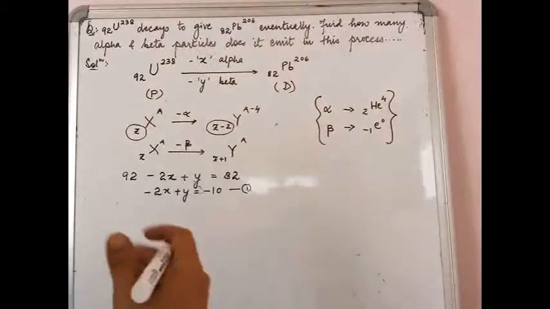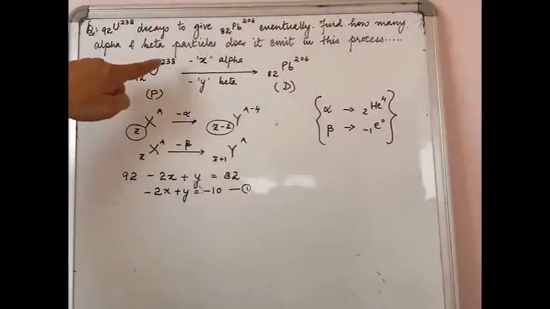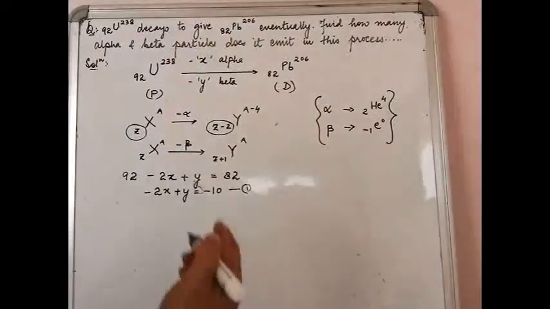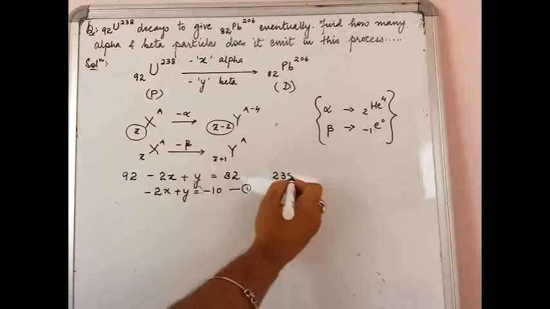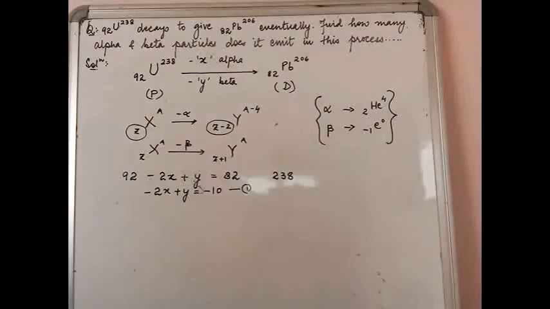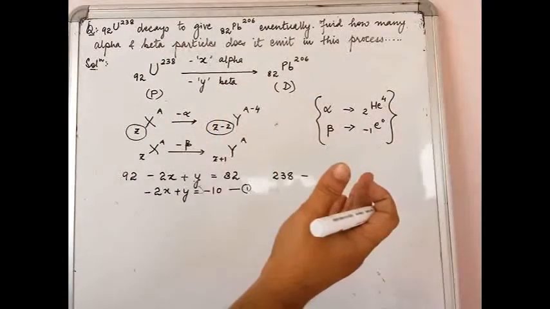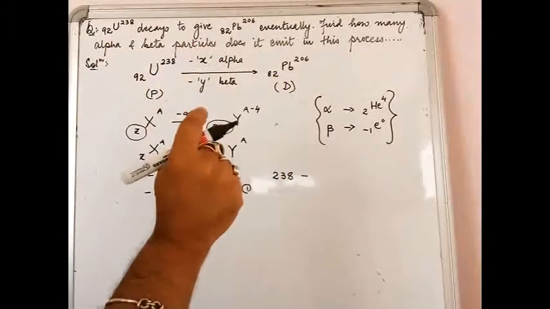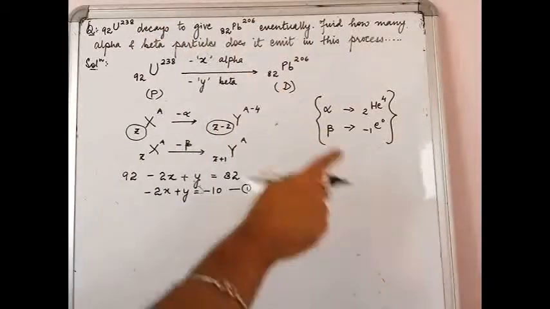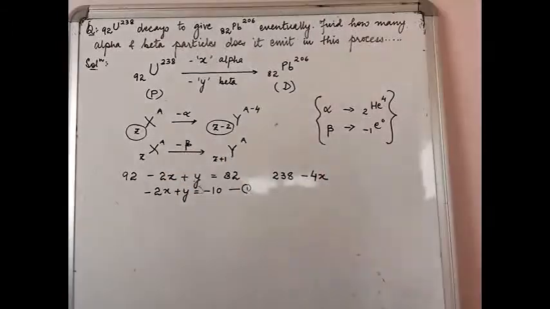Similarly, we are going to get another equation, because there are 2 variables, 2 unknowns, so we need 2 equations. The other equation we can get by comparing the mass numbers. Initially the mass number was 238 minus. Now, if one alpha particle goes out, what is the reduction in the atomic mass? 4. 1 alpha means reduction of 4. Therefore, x alpha means reduction of 4x.